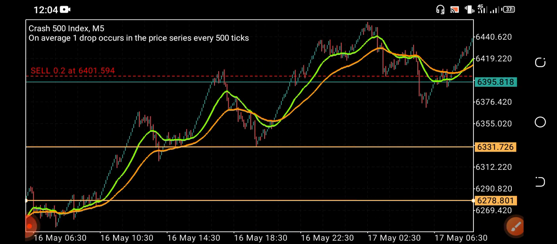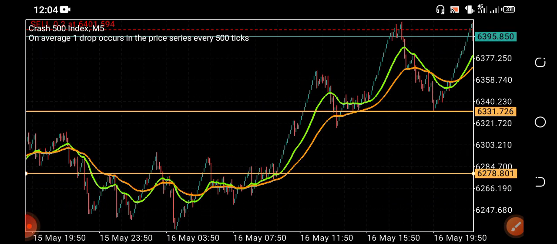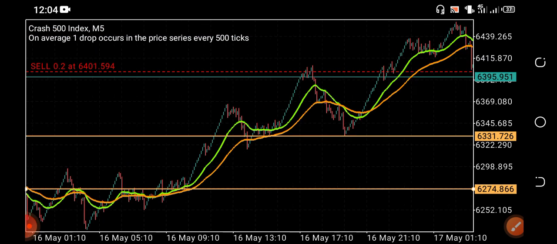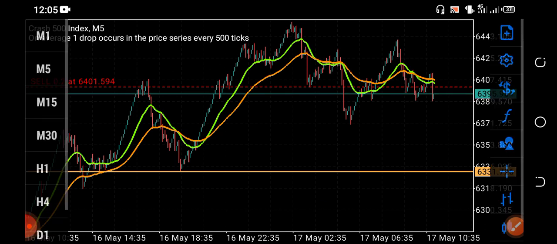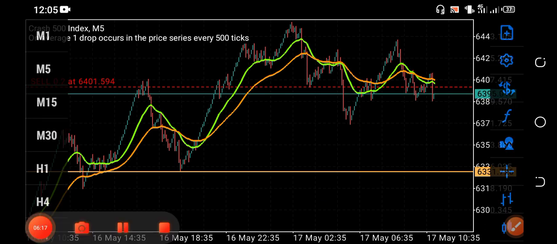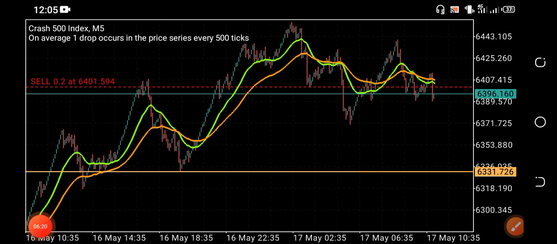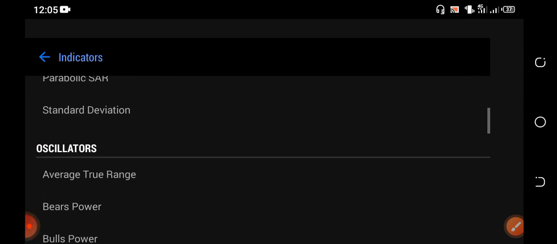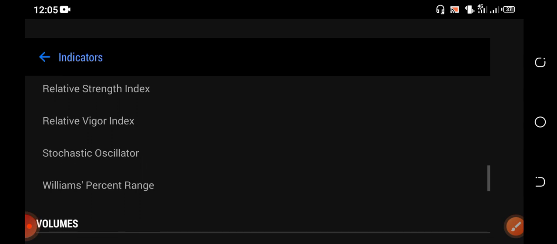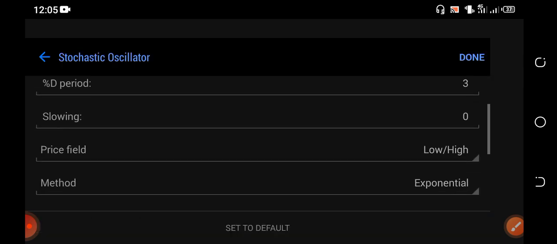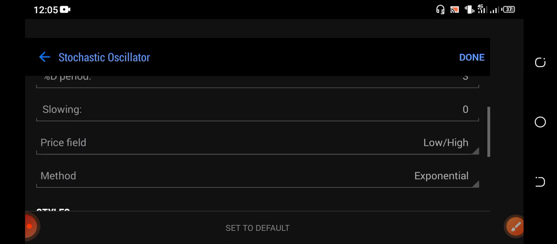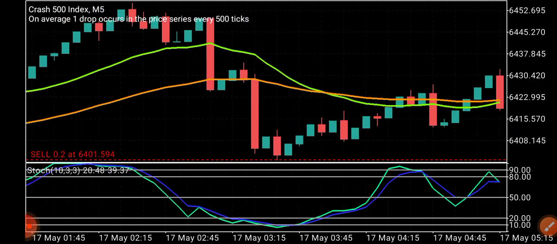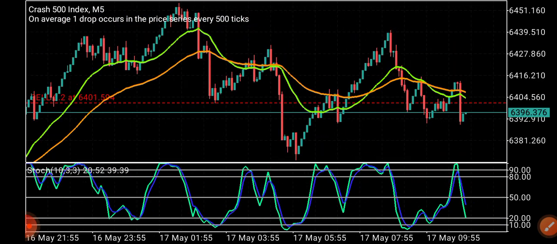Good. Now, for some of us that have small accounts, we need to add something nice in this place. We need to add the stochastic oscillator, for more clarity. Stochastic oscillator, yes. Exponential, good one. So do you see this now? One thing you should know about the stochastic oscillator is that sometimes it can lie.